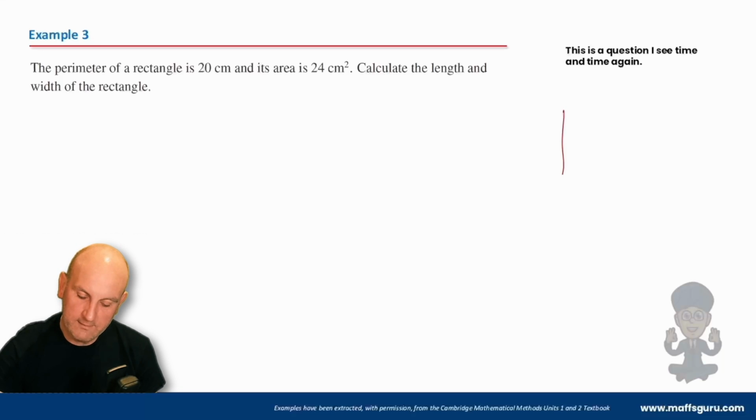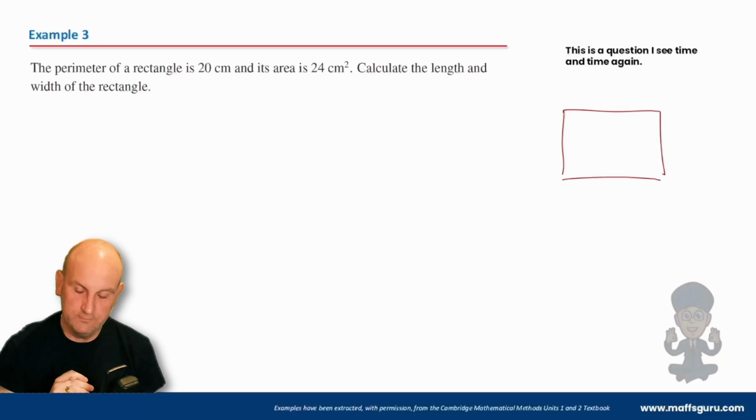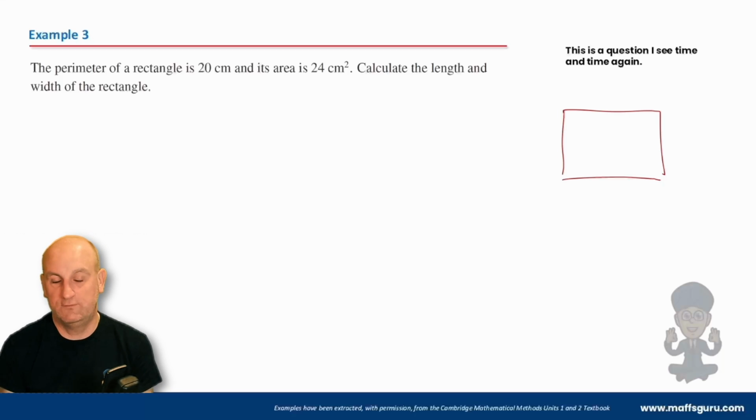So here we go. I'm now going to draw a rectangle. Yeah, brilliant rectangle. Now its perimeter. Hold on a moment. I don't know the side lengths. Exactly. And the thing about methods is you've got to start putting in pronumerals where you can.